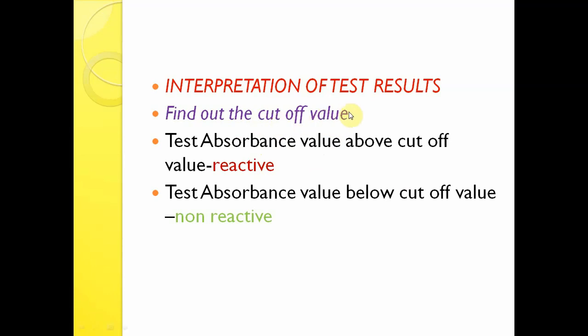Each kit provides its own method to calculate the cutoff value. An example is the mean of the positive control and the mean of the negative control, which is usually the formula for the cutoff value. So using the cutoff value you will get some values here. When we calculate, if the test absorbance value is above this cutoff value, then it is reactive. If the test absorbance value is below the cutoff value, it is negative or non-reactive. So this is how interpretation of the test results is done.